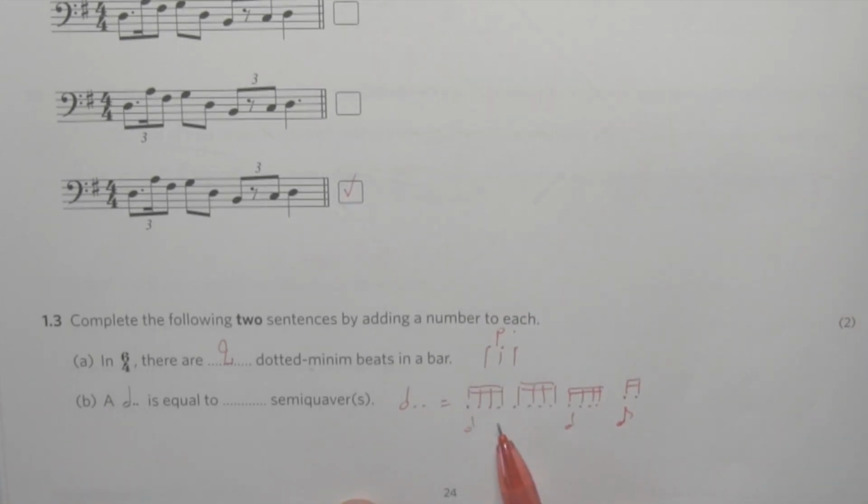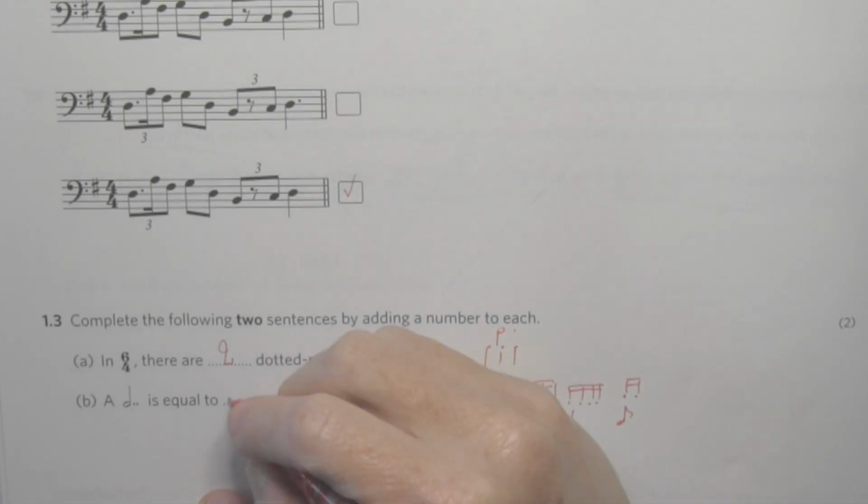Now, if I calculate this right, so 4, 8, 12, 14. Sorry, I have to think in Italian if I count. So 14 semiquavers.